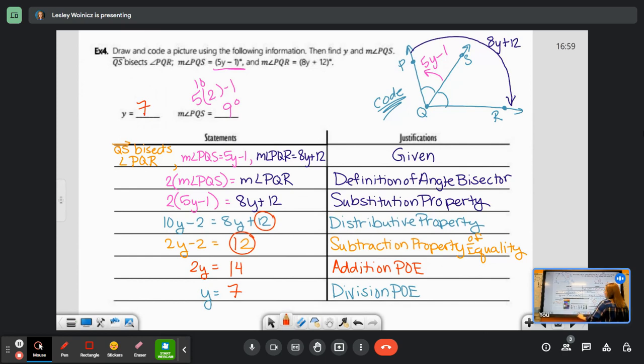So when we plug in, I just felt like 9 degrees was a little small. So I went back and checked. Okay, so it'll be 5 times 7 minus 1. 5 times 7 is 35. Take away 1, that is 34 degrees.